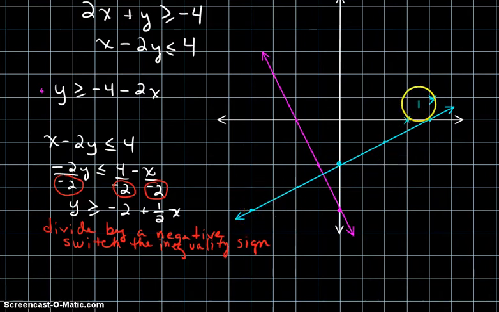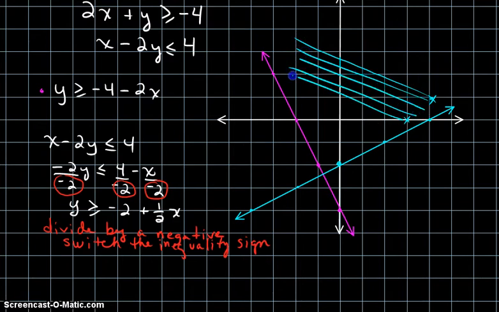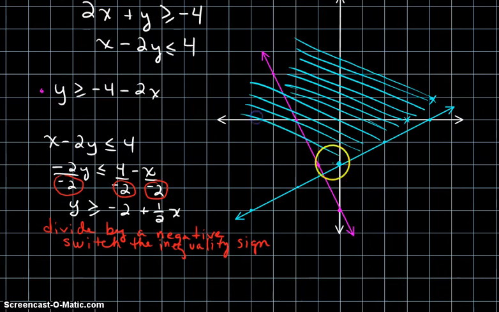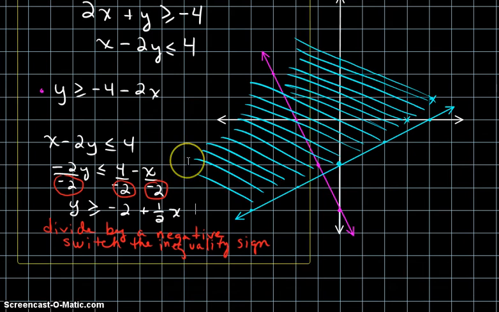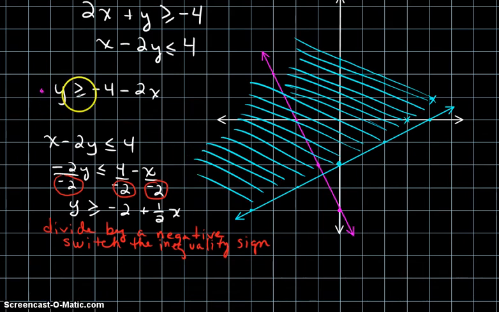Above. So I'm going to put some lines up here showing that I want to shade this entire area above my line, okay? But I also have another line. I have this purple line, which is also greater than, so it's going to be above. So that's going to be purple, and it's going to be up here.